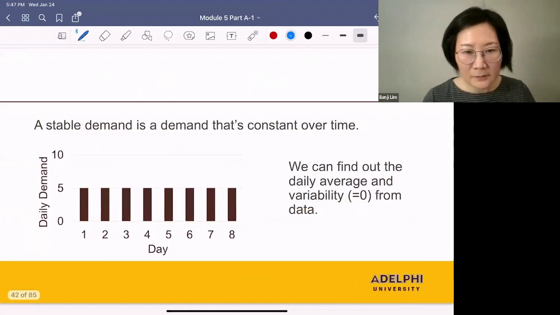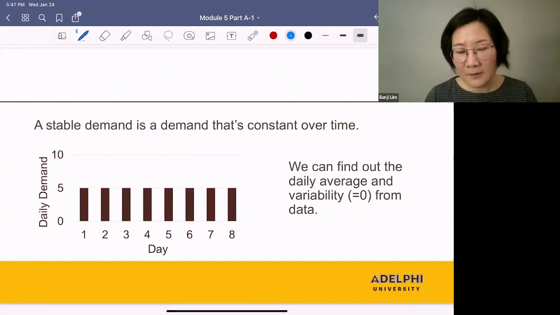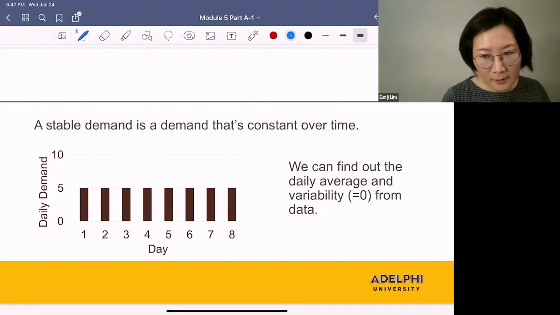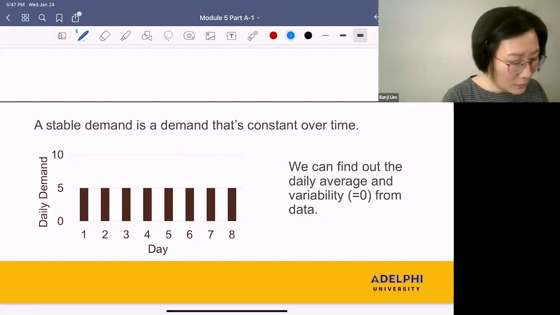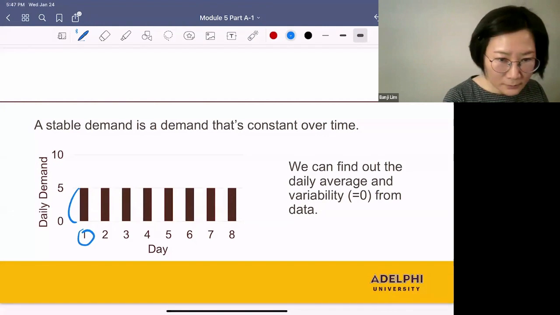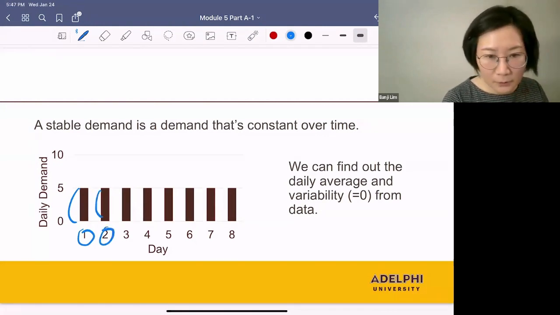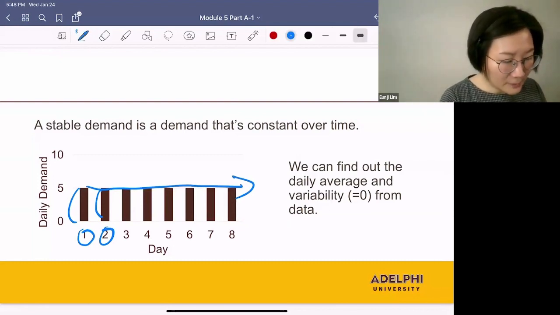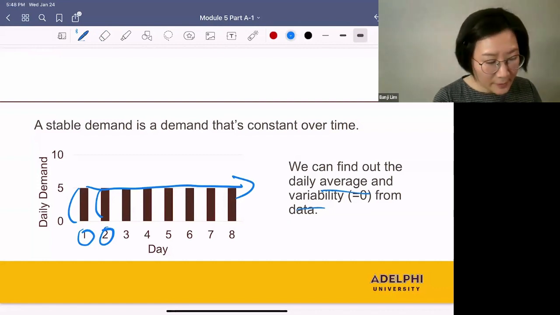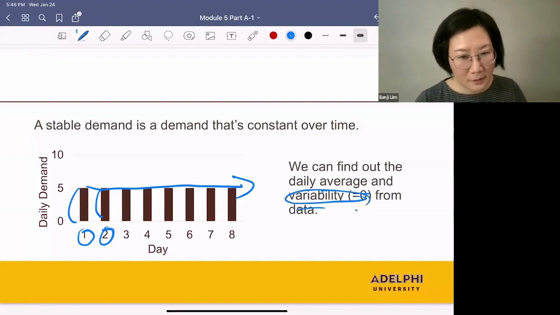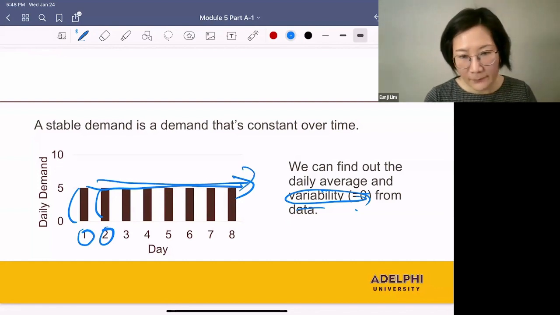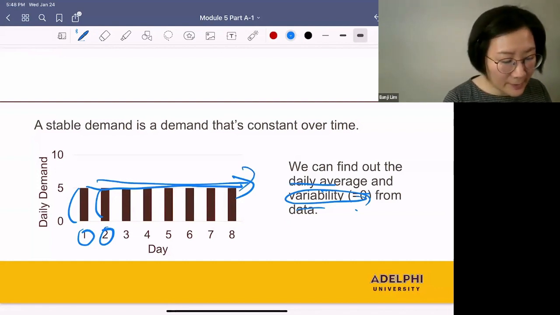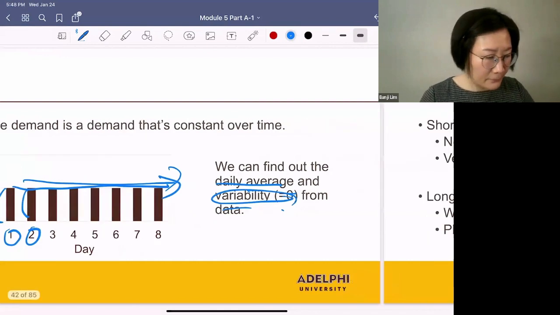On the other hand, a stable demand is a demand that's constant over time. For example, let's say this shows the daily demand of a certain product. On day 1, 5 units are sold. On day 2, 5 units are sold, and so on. This is a stable demand. You can find out the daily average and variability from your data set. Of course, the daily variability is 0 because these numbers are not changing over time. Again, we can compute the daily average from a data set easily.